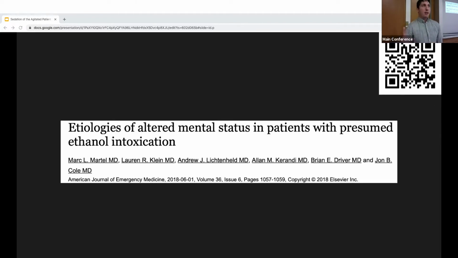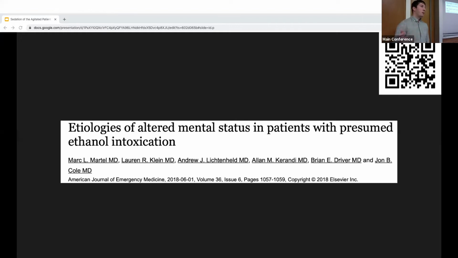Of those patients that had a negative alcohol level, about 10%, so 0.6% of the overall population, had either trauma or medical causes that contributed to their altered mental status. And of those patients, only 200 patients ended up being admitted, and I think 0.06% of the total population was admitted to the ICU. So my takeaway from this is to just be careful in your approach.